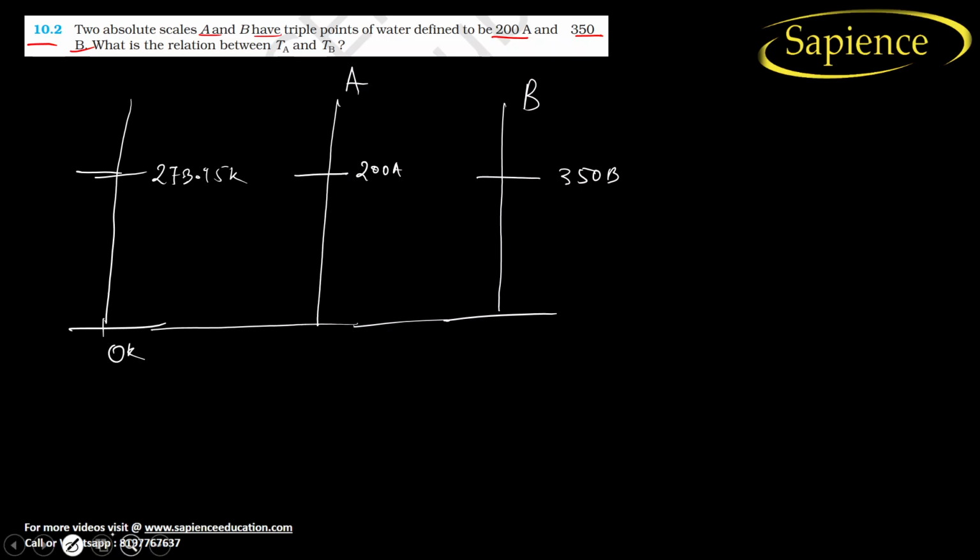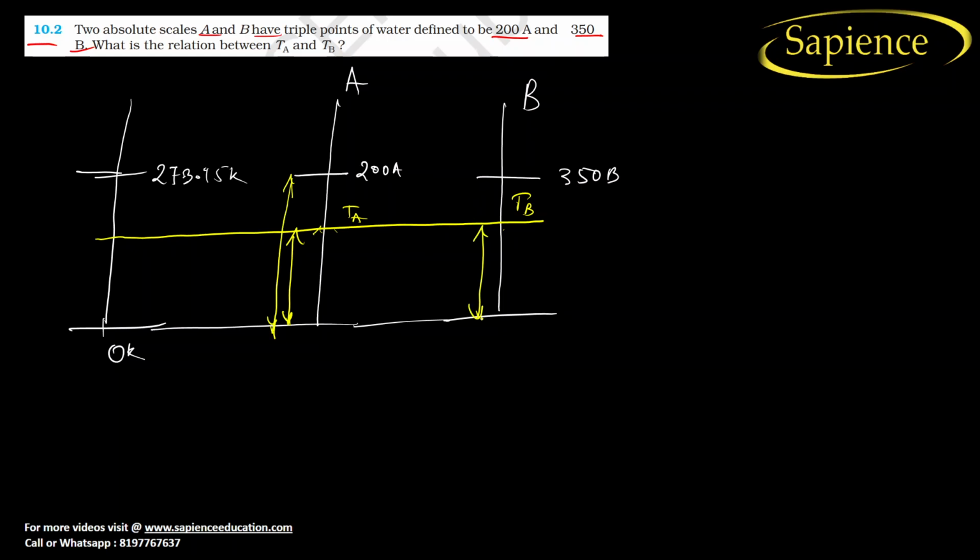Now we need to find the relationship between these two scales. Let the temperature at this point be TA and the temperature at this point be TB. Now we need to find a ratio between this and this, and subtract it between this and this. When we find the ratio, you will get the proper relationship.